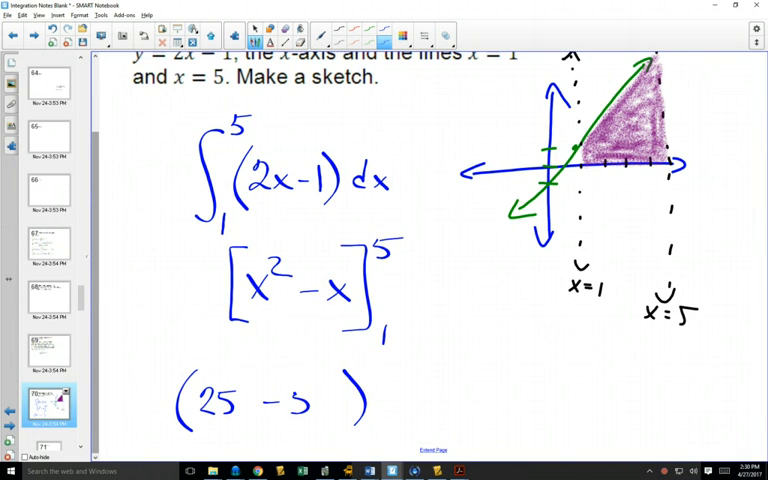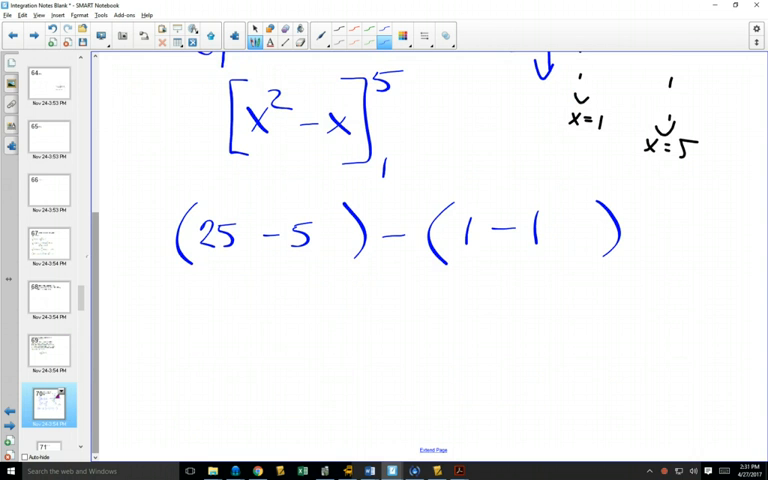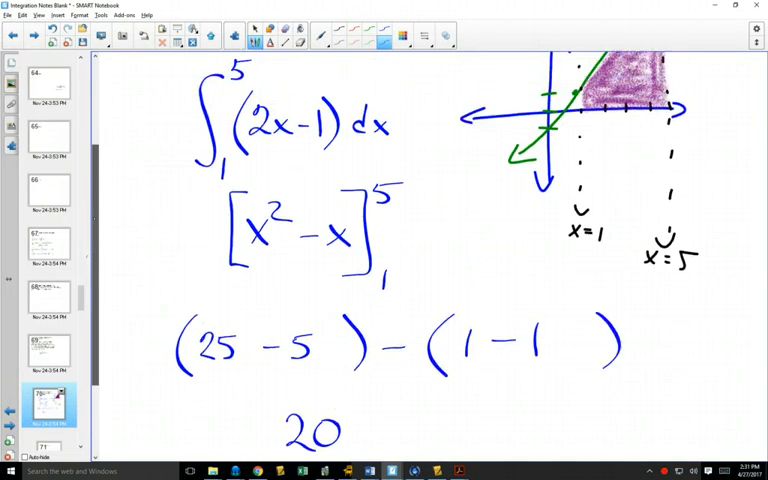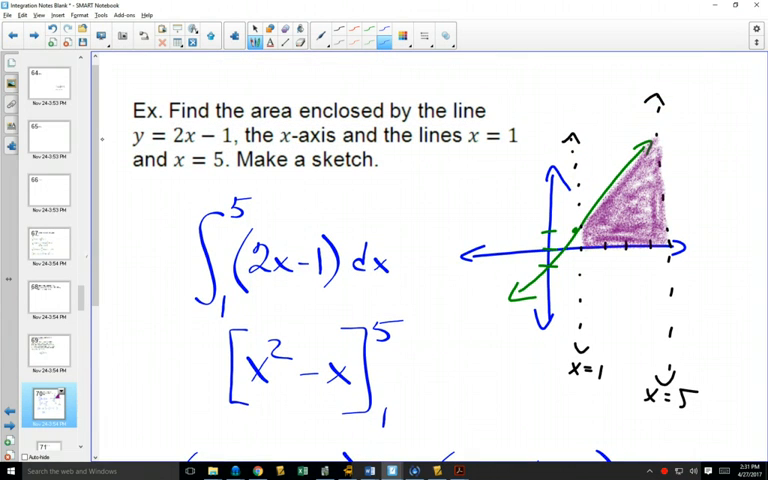So plug in the 5, plug in the 1. And we get an area of 20. So again, since the whole thing was above the x-axis, the 1 to the 5 set our lower limit and our upper limit. We drew a sketch of it, and then we could just find the definite integral from 1 to 5.